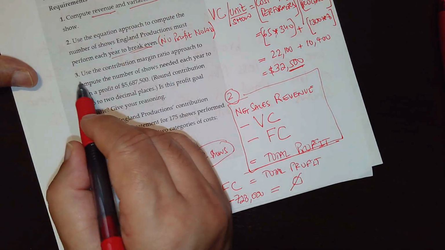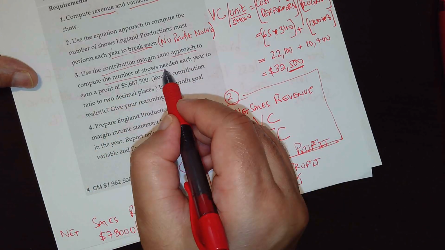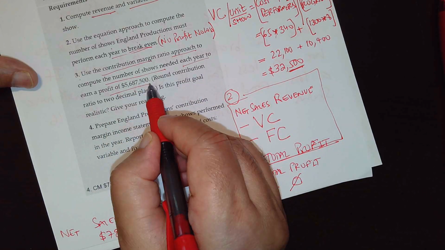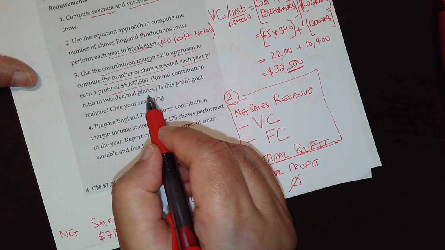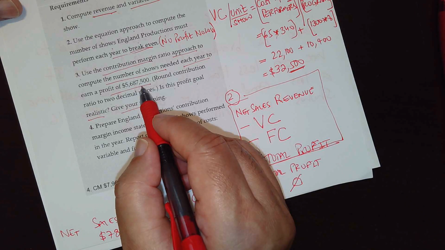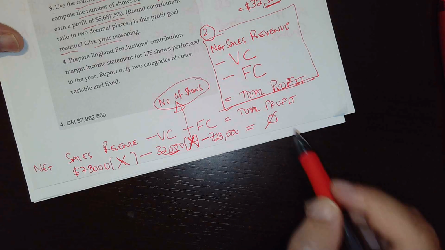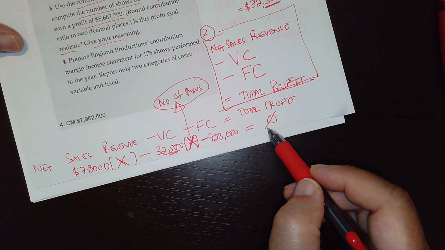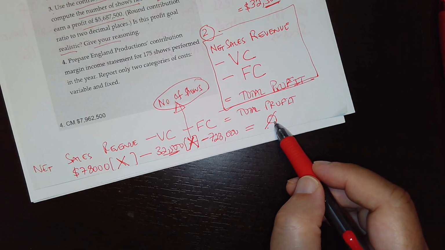Okay, now the third one says use the contribution margin ratio approach to compute the number of shows needed each year to earn a profit of 5,687,500. Round the contribution ratio to 2 decimal places. Is this profit goal realistic? Give your reasoning. So now they have given us a target profit of 5,687,500. In the previous scenario the total profit was 0. Now it is not 0.